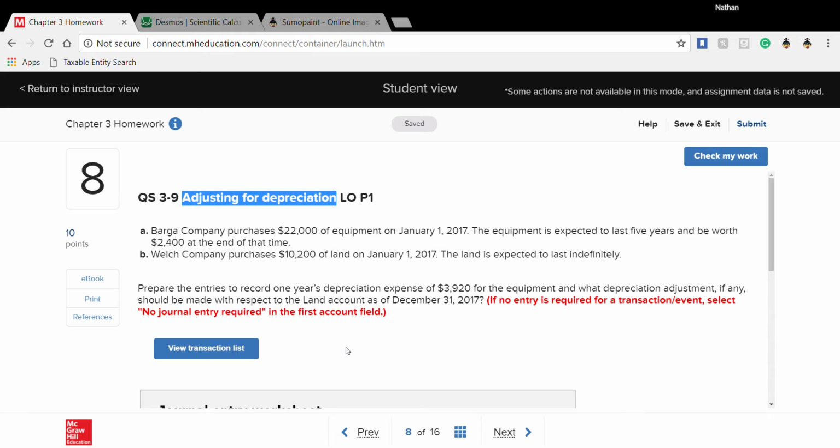So Barga Company purchases $22,000 of equipment on January 1st, 2017. The equipment is expected to last 5 years and be worth $2,400 at the end of the time.